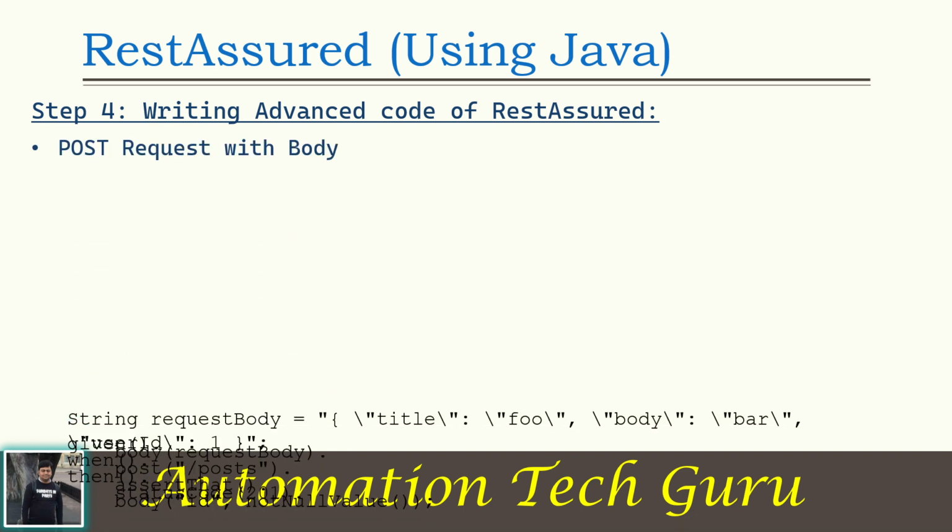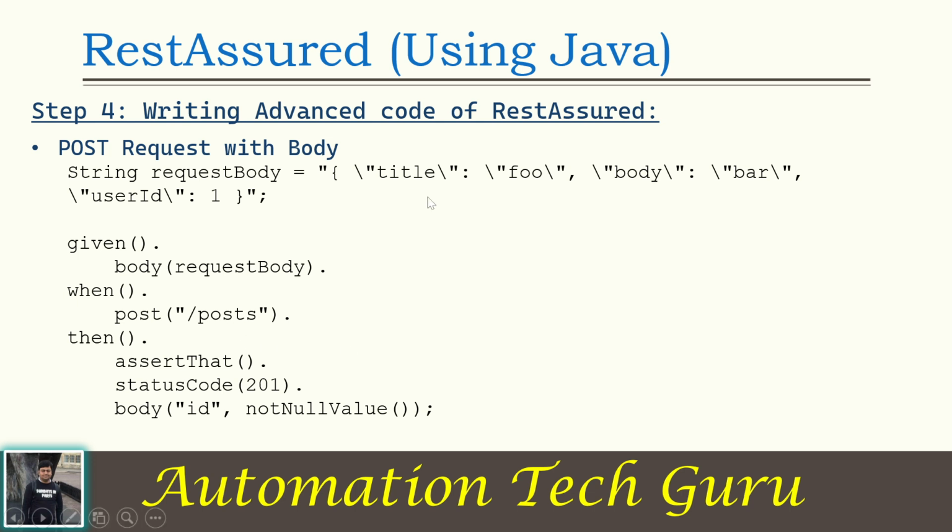Next is post request with body. So how can you post this? String request body, then title, body, and then user ID. This is the request body. You can pass given body post assertion.